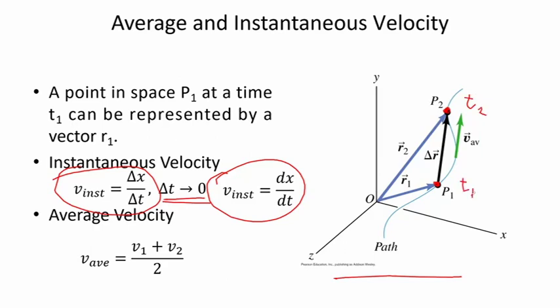In actual systems, such as the velocity measured by a speedometer in cars, it is actually an example of an average velocity.